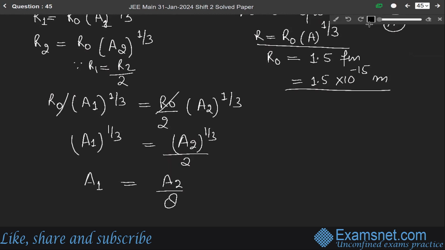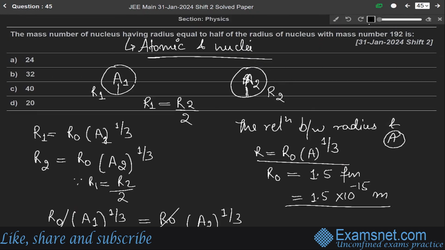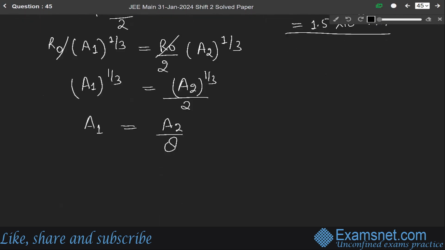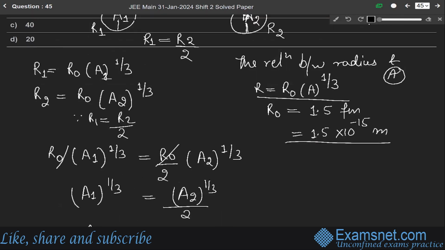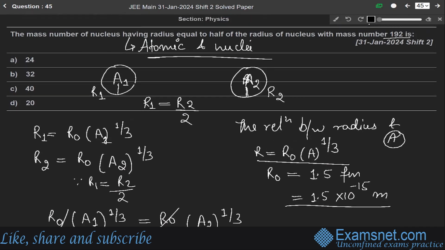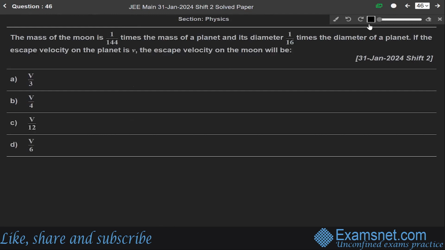Now, we are given A2 equals 192. So A1 will be equal to 192 over 8, so it will be equal to 24. So the mass number of the nucleus A1 is 24. That is option A. Now next question 46.